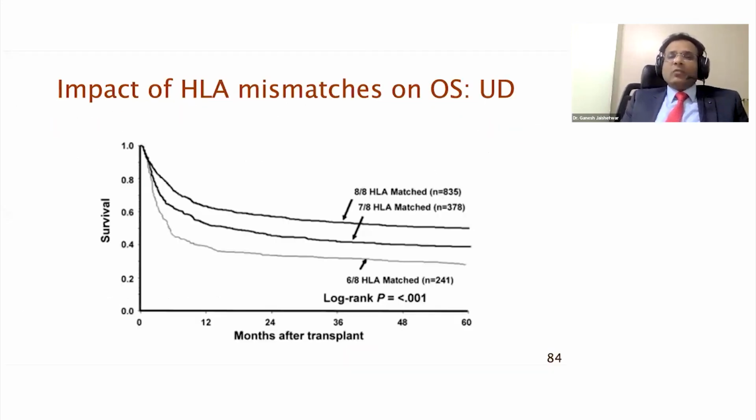But nowadays you can see why this is important, because each HLA mismatch has a significant impact on long-term outcomes. So there is almost a 10 to 15% decrease in long-term survival with each HLA mismatch.